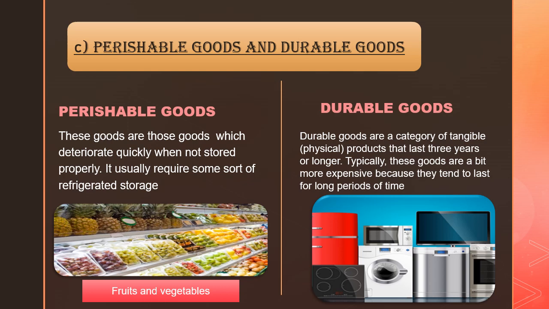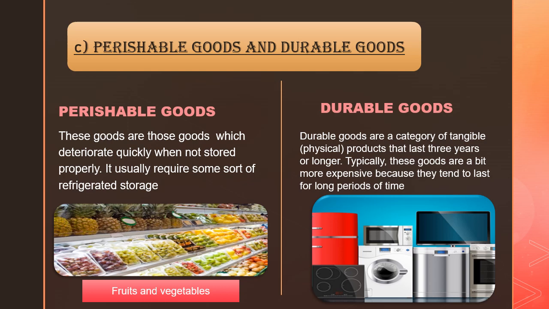On the other hand, there is durable goods. So durable goods are a category of tangible products that last 3 years or longer. I mean, those goods whose lifetime is more than 3 years. Typically these goods are a bit more expensive. Obviously, if it can be used for 3 or 4 years, its price would be very high. So that's why it is considered an expensive product, expensive goods, because they tend to last for a long period of time.